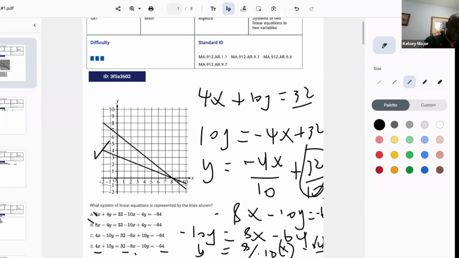So that's a negative slope. So that's what we want, right? And you can take a look at it. Negative 64 over negative 10, I'm sorry, is going to be the y-intercept for this second equation, positive 6.4, which is right here. So it all checks out.